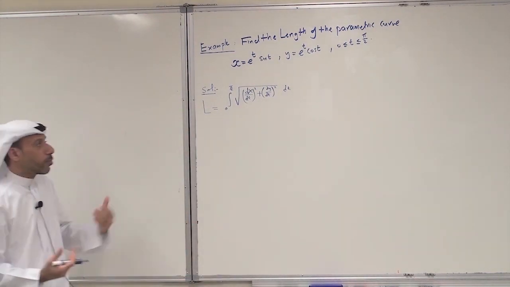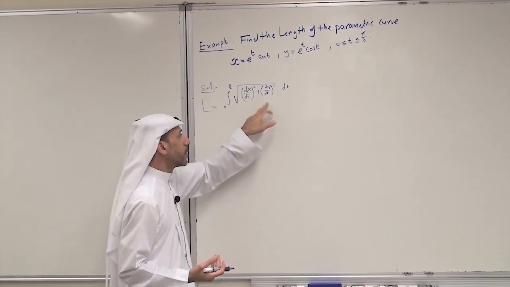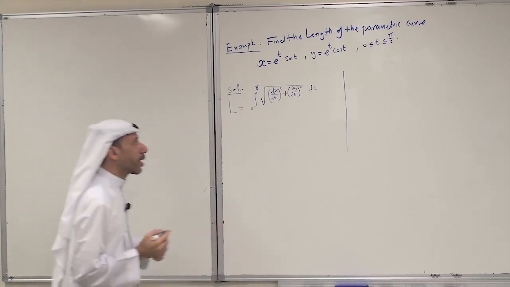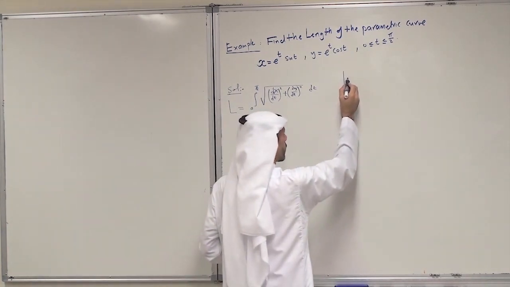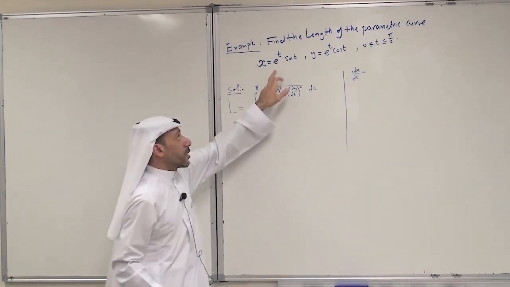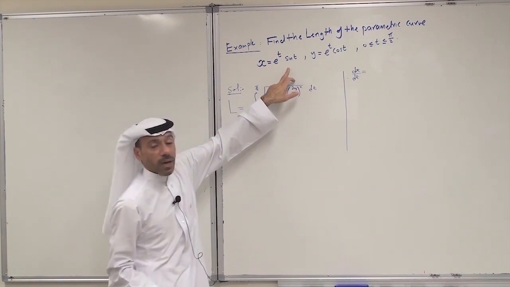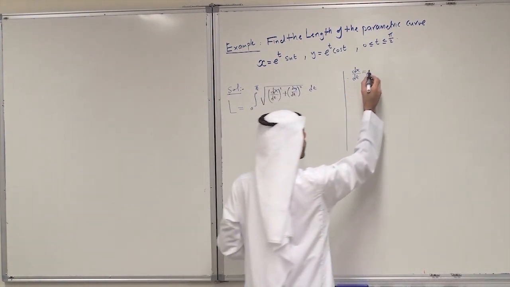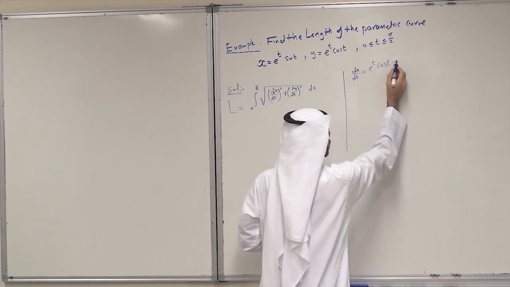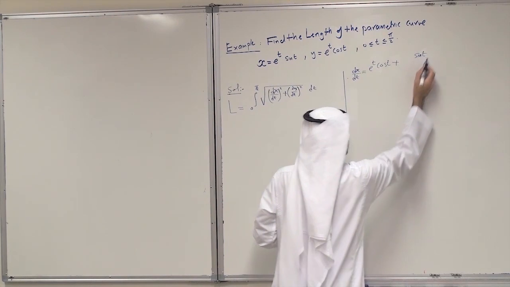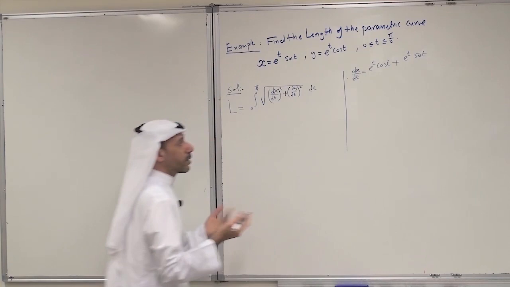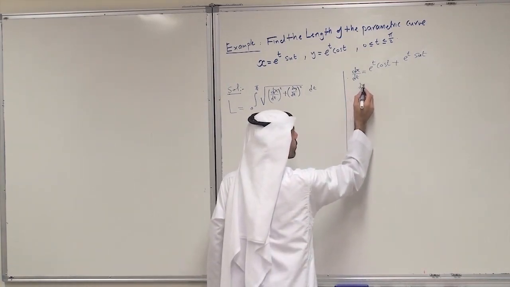To make our solution more organized, we just compute the derivatives outside in the margin, simplify, and then plug them back in the integral. We start with dx/dt, where x equals e to the power t sine t. To find the derivative, we apply the product rule. So it is the first, e to the power t, times the derivative of the second, cosine t, plus the second, sine t, times the derivative of the first, which is e to the power t. Square this quantity, dx/dt.